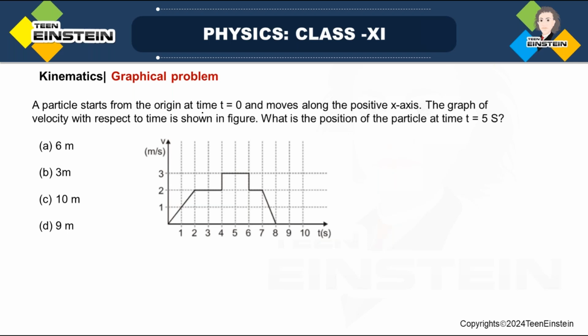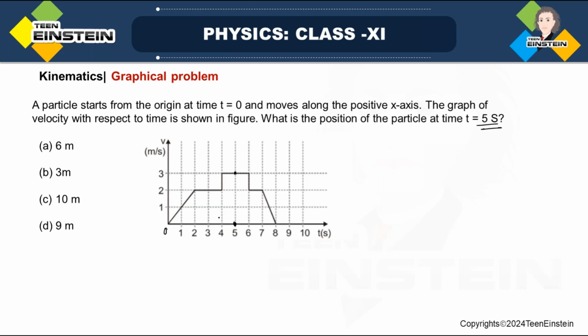A particle starts from origin at t is equal to 0, as you see from here, and moves along positive x-axis. The graph of velocity with respect to time is shown in the figure. What is the position of the particle at time t is equal to 5 seconds? That means at this particular time, what will be the position? We have to find out the position.